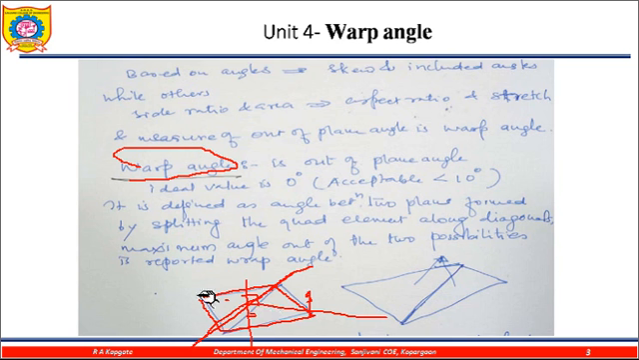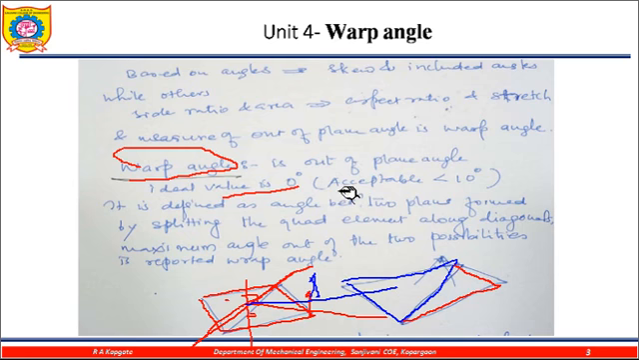But if this angle is changing, and this end is shifted to here, then that is called the warp angle. So this is my one plane, and this is my another plane. This is called the warp angle, and its ideal value should be 0 degrees, but the acceptable is less than 10 degrees. The warp angle is defined as the angle between the two planes formed by splitting the quad element along the diagonal. The maximum angle out of the two possibilities is reported as the warp angle.